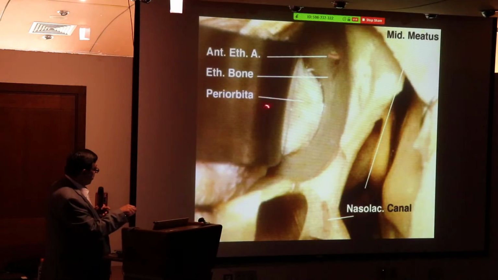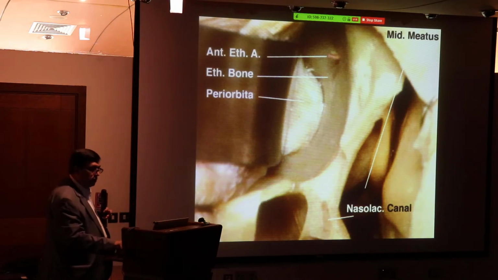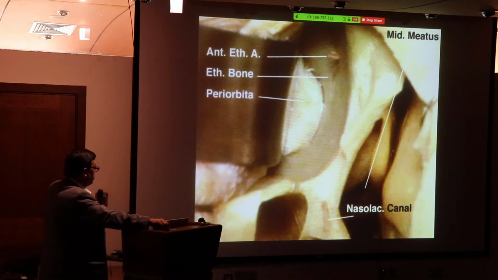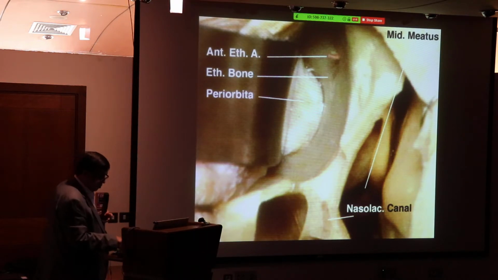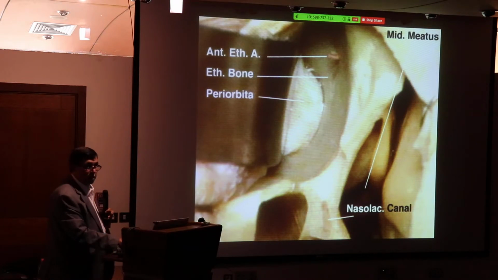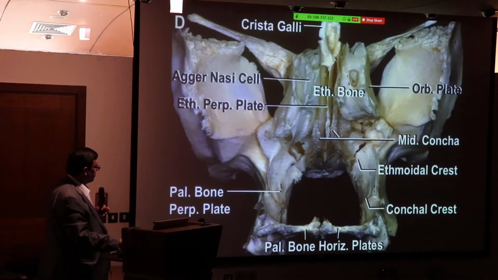Once you do that with the retractor, you can move the whole thing and come to the medial wall of the orbit, which is the lamina papyracea of the ethmoid bone, and you will face the anterior ethmoidal artery and, more posteriorly, the posterior ethmoidal arteries. Both are branches of the ophthalmic artery.